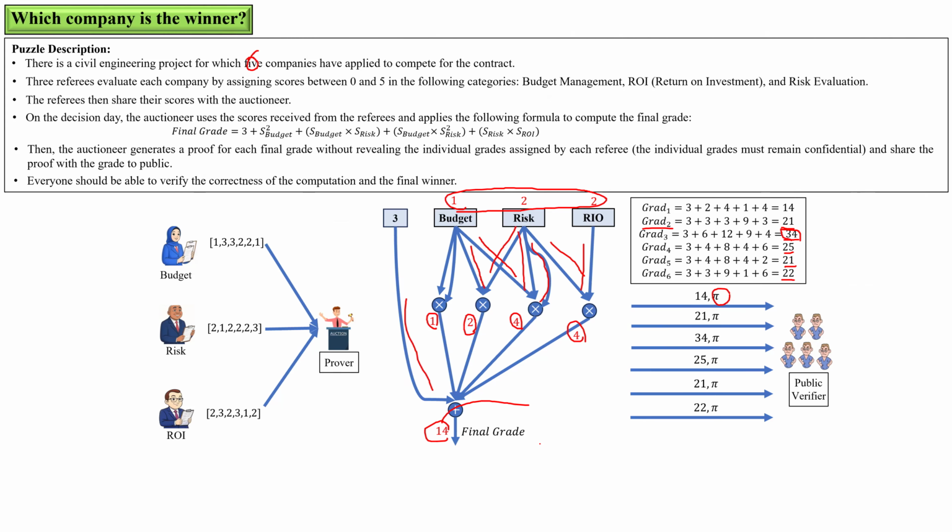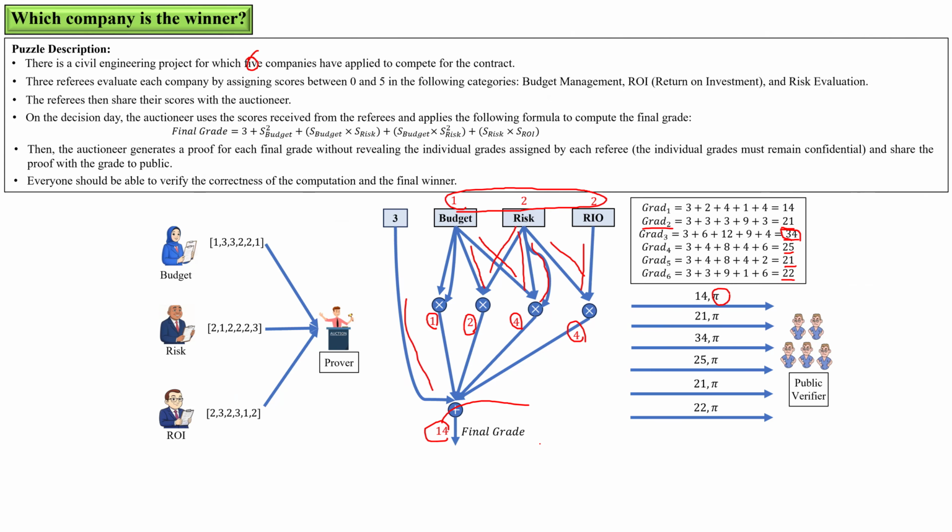assigned by the referees, right? So here, in this scenario, there are some security concerns. For instance, somebody may say that, okay, what if the auctioneer changed the values, the grade received from the referees, right? So this is a valid concern, but we assume that the auctioneer is trustworthy for the referees, and the referees are ensured that those grades would not be changed by the auctioneer.